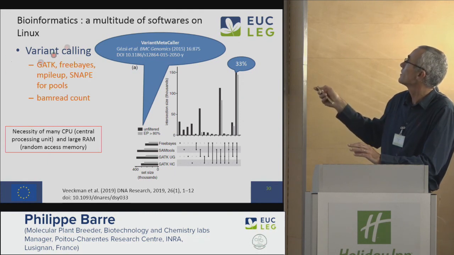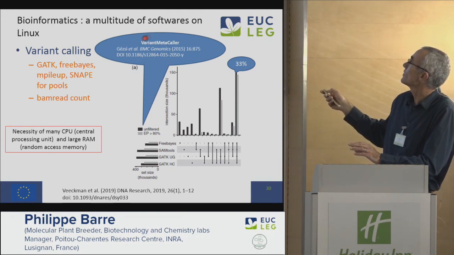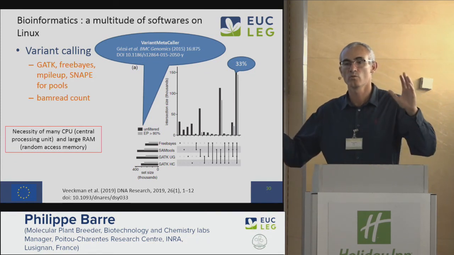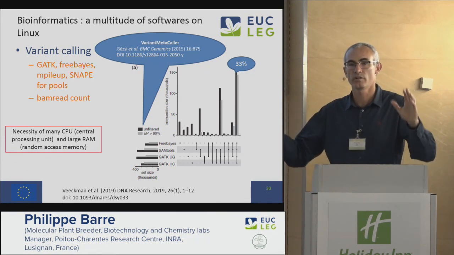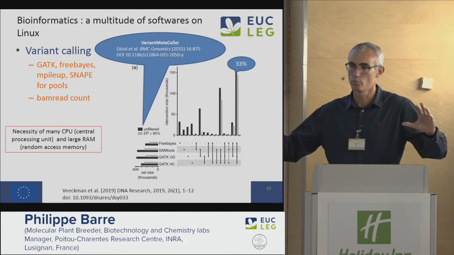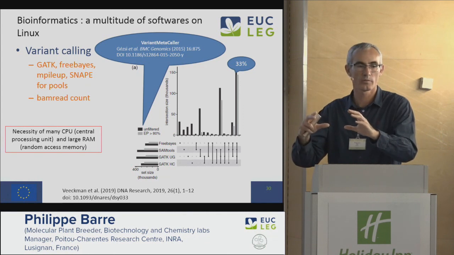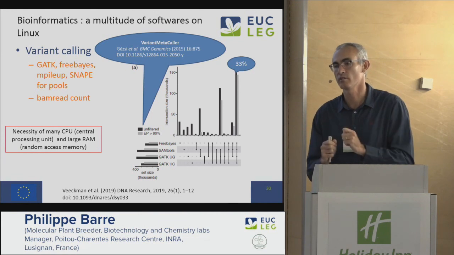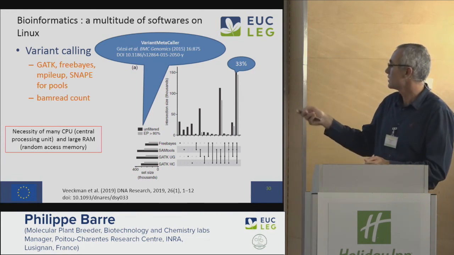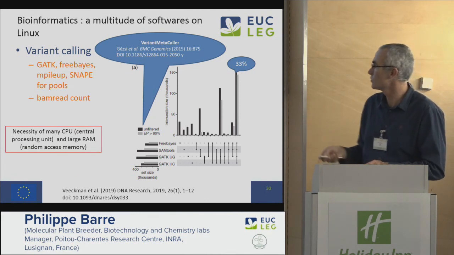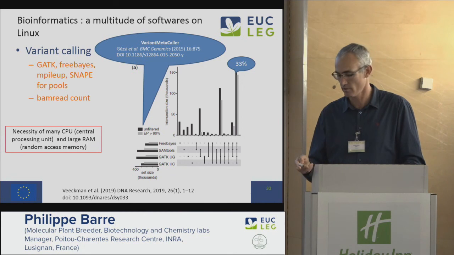And yes, in addition, you can have a look at this article. I think it's nice. It's a variant metacaller. And the idea here is to apply different variant callers on the same data, and in fact, to put together all the information in order to pick the trustable SNPs. And here I note the necessity of many CPUs and large RAM to do that, so informatic stuff.